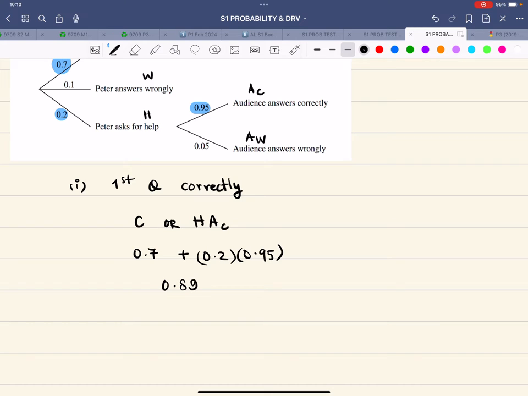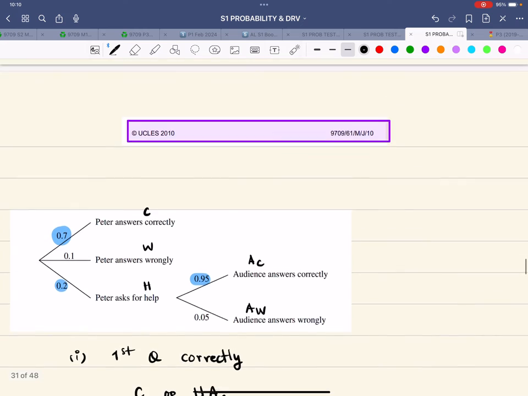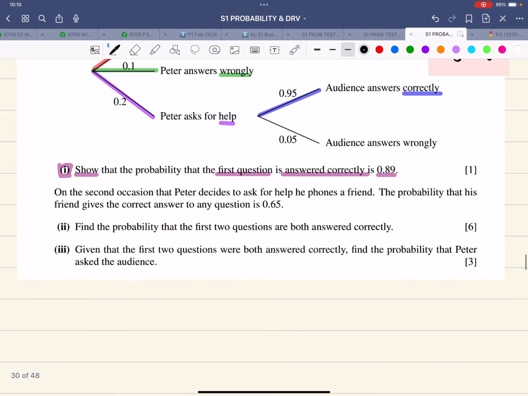So grab your calculator and work it out. And I am also grabbing my calculator. So 0.2 into 0.95, that is 0.19. And this answer is exact. So there is no rounding off. Exact answers need no rounding off. So that's the first one. Let's go back to the question again.